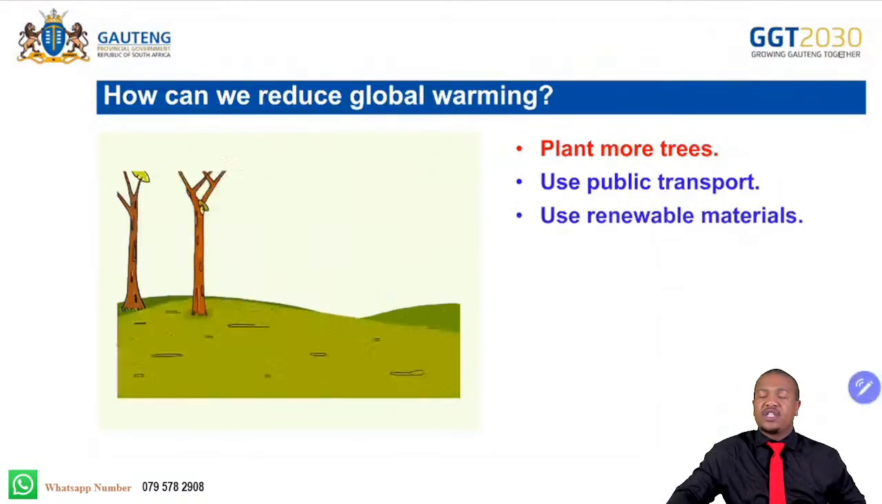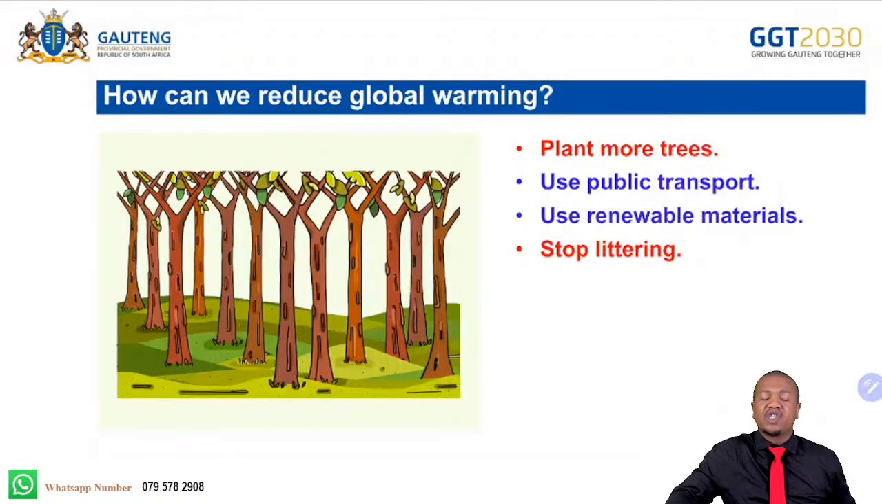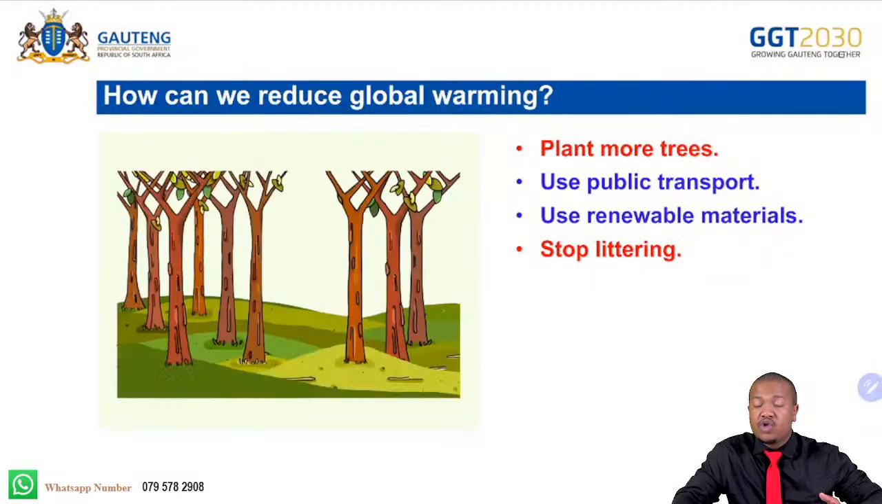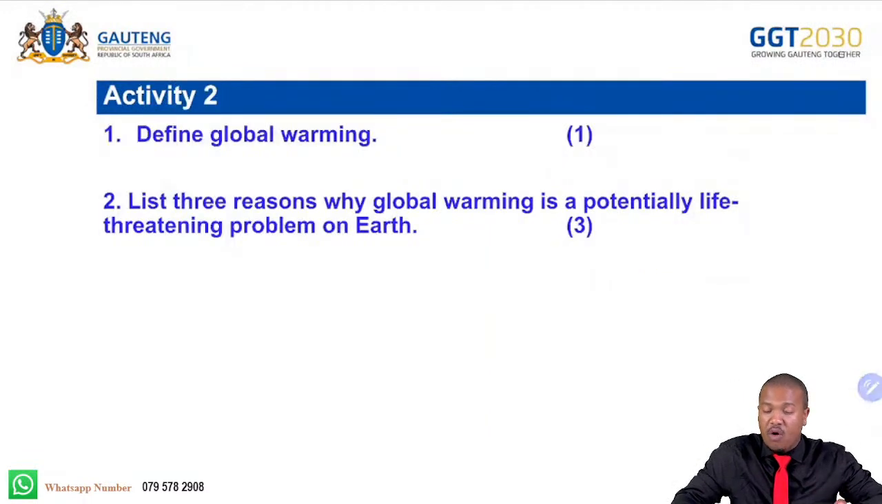So also we can use renewable materials, and we can stop littering. These are some of the measures we can use to reduce global warming so that we avoid the environmental impacts. Now, moving on to activity 2. Number 1 says define global warming. Number 2, list 3 reasons why global warming is a potentially life-threatening problem on our planet Earth. I'm going to give you 4 minutes for this activity, then after that we shall mark together.